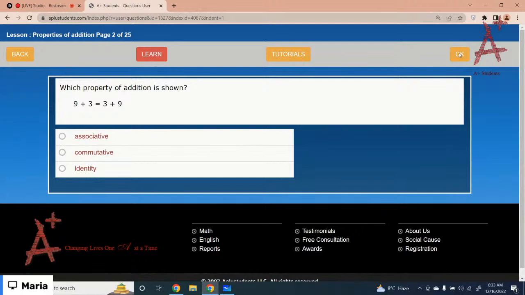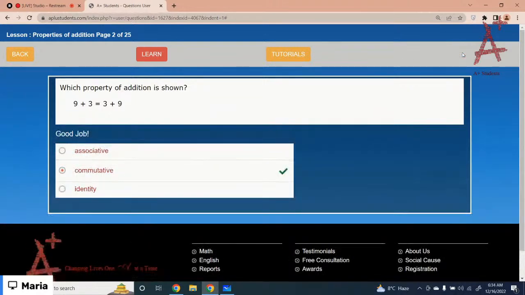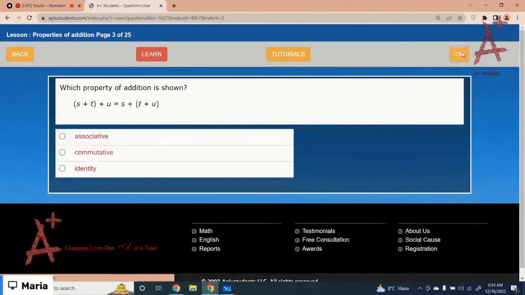Option B is the correct one, not C. So just select the correct option and click on the yes. Okay, it's okay. C means commutative. Got it. I thought that's option C.